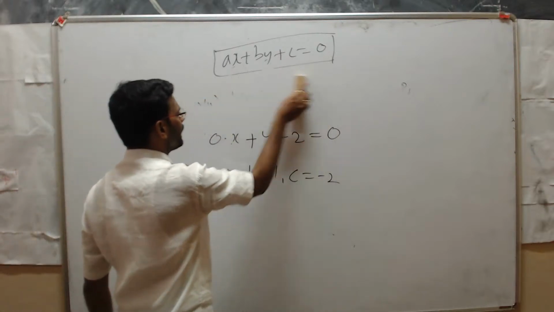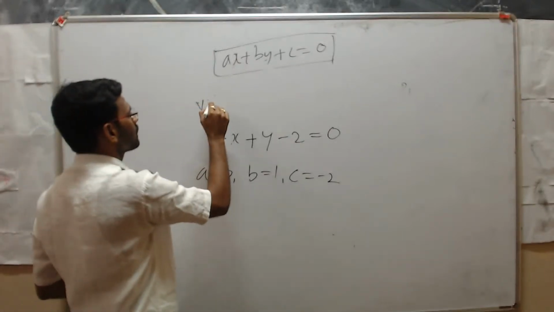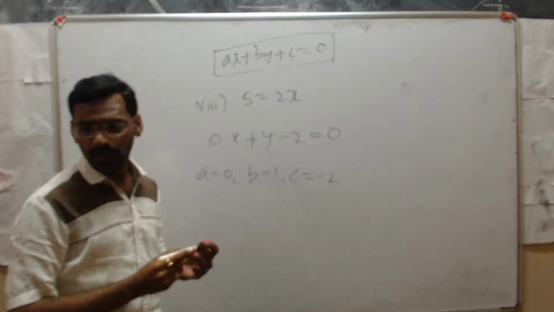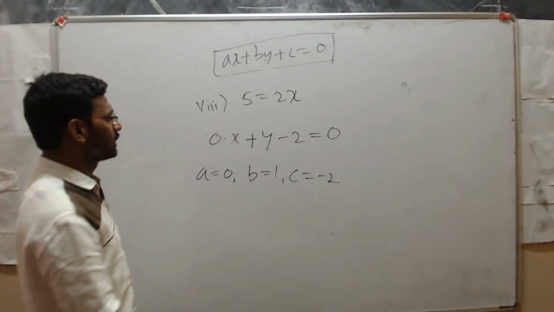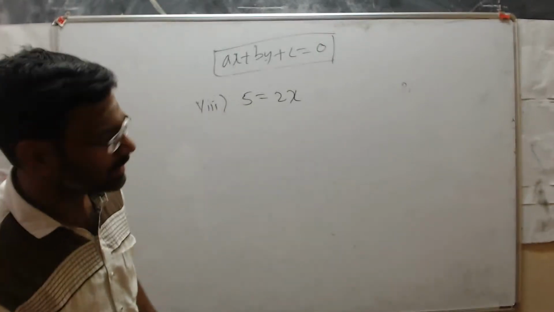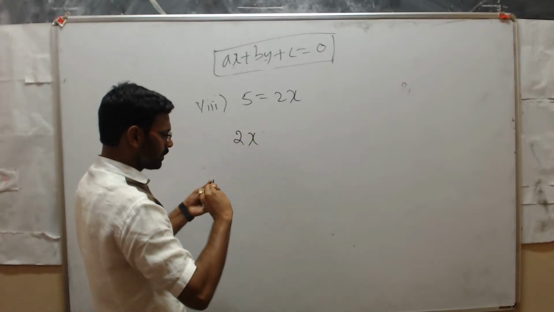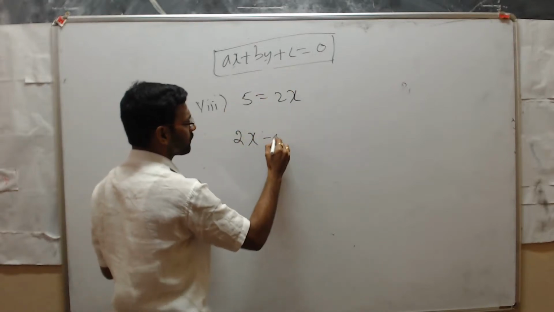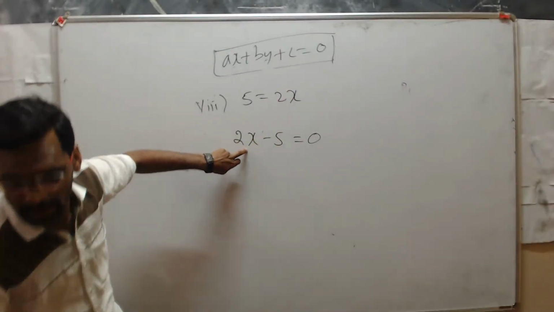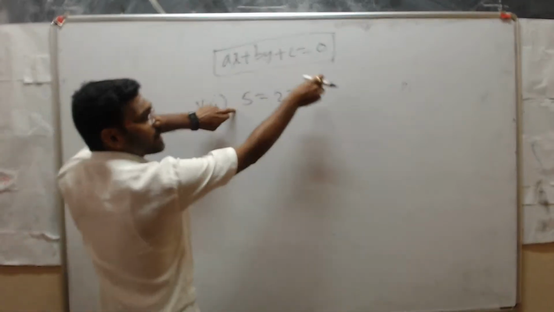Okay. Then eighth, last one: 5 is equal to 2x. Then you see students, 2x as it is. Plus 5 becomes minus 5 is equal to what? 0. 2x as it is. No problem.